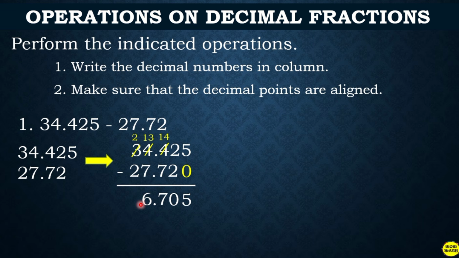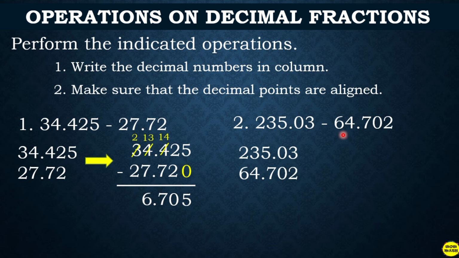And, kapag ang 0 natin ay nasa unahan, no need to write it. Okay? Kapag 0 na yung result dito. So, no need to write it. Okay. So, therefore, 34.425 minus 27.72 is equal to 6.705. Let's have another. So, I have here 235.03 minus 64.702.